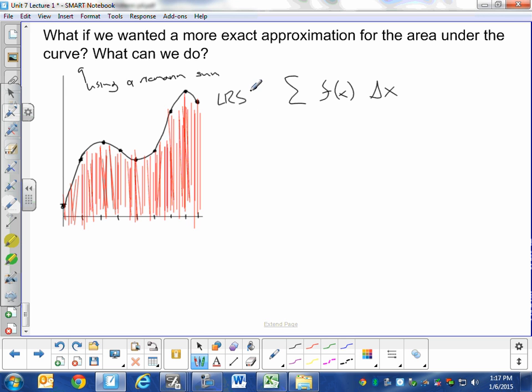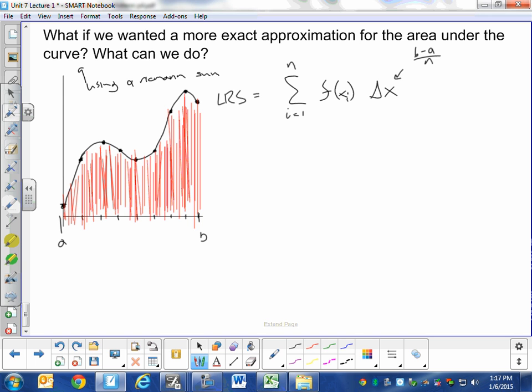A left Riemann sum. Let's say we started with my first height, f of x_i when i is 1, and we went to the nth height. Maybe we went to 8. And of course, this delta x is wherever my (b minus a) over n ends up being, so b would be like this, a would be like this. And that's what we were doing. We just took sums of areas of rectangles.